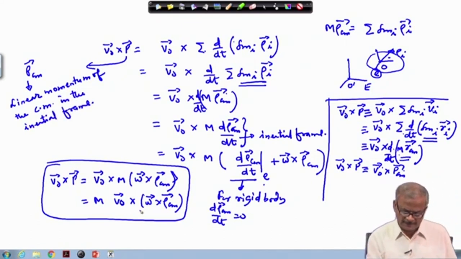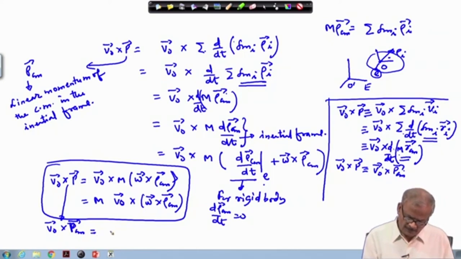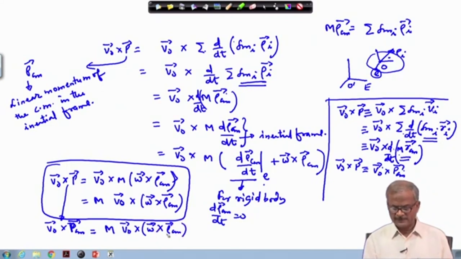Okay. So, by doing this, what we have done is that V 0 cross P c m can be written using this. We get rid of any reference to the inertial reference frame, and that is of great help, because if you had to keep measuring this distance all the time, it would be very troublesome. Say in the case of an aircraft, you do not have to measure the distance from this point to this point, so it is very convenient.